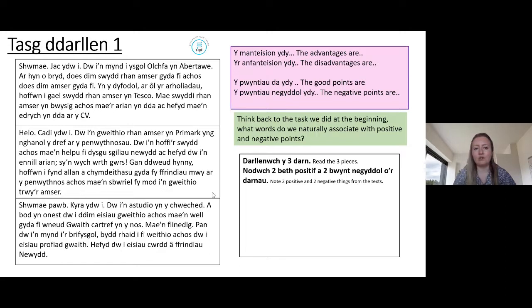Okay, I'm going to give you 2 funud now, 2 minutes to pop your answers in the chat, and then we can discuss what you think 2 positive and negative points are. If you want to try and extend your work, then use the pink box at the top and try and write them in full sentences.